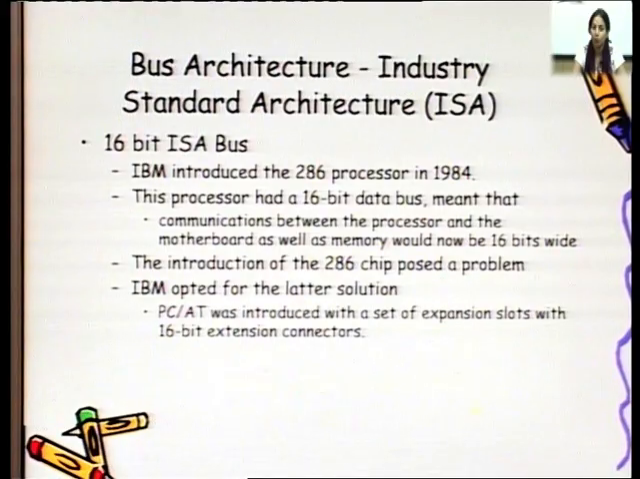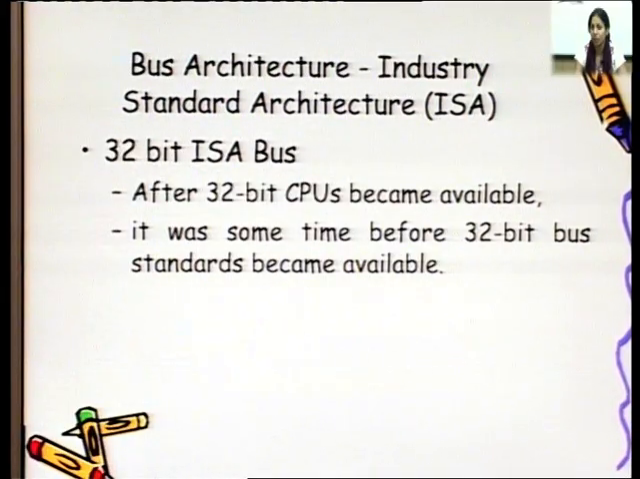The introduction of the 286 chip posed a problem. Then IBM opted for the latter solution. The PC/AT was introduced with a set of expansion slots with 16-bit extension connectors. So, these are all the features of the 16-bit ISA bus. Further, we also have more features. This is about the 32-bit ISA bus. After 32-bit CPUs became available, it was some time before 32-bit bus standards became available.